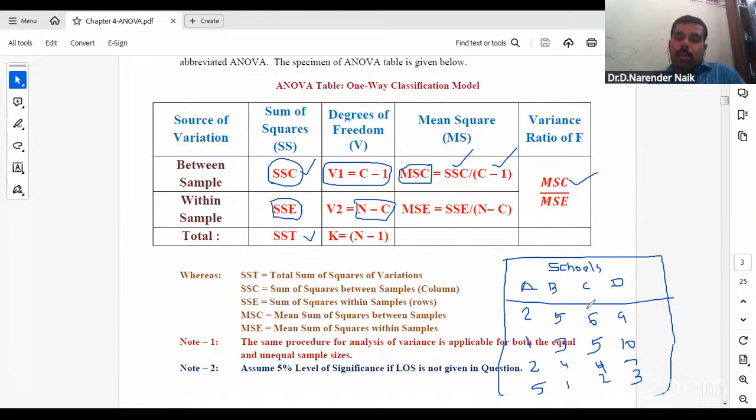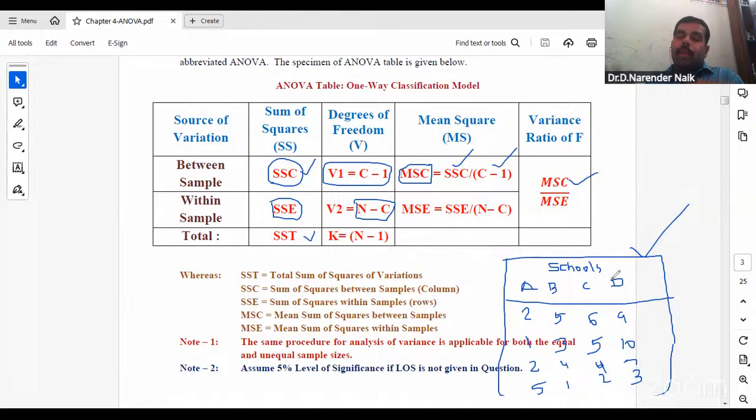This is note number one. Then coming to note number two: assume a 5% level of significance if LOS is not given in the question. So this is the question: schools A, B, C, D, and apply ANOVA. The examiner will give it like this. We don't know whether to apply one-way or two-way ANOVA. Either one-way or two-way ANOVA we need to apply. That is important.